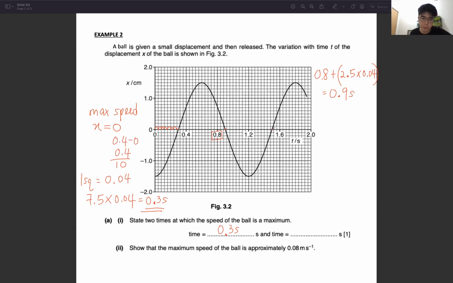Okay, if you want to find the third one, this one, we started from 1.2, so we do 1.2 plus how many squares? 1, 2, 3, 4, 5, 6, 7.5 times 0.04, 1.5. Okay, 0.3 and then 0.9. Oh, they only want two.